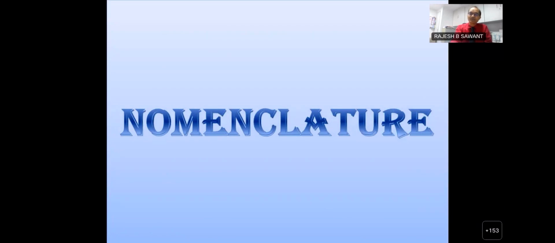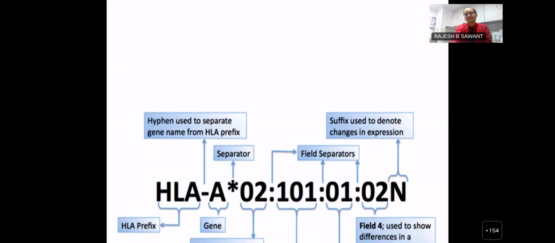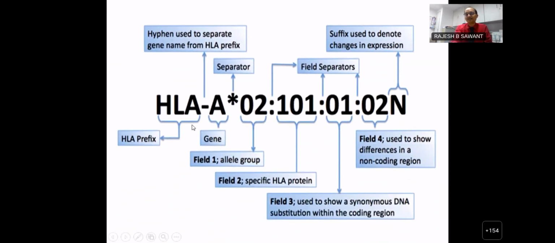Now let us look at the nomenclature. I'm sure if you have got a chance to look at an HLA typing report, you will see that the typing report consists of a lot of alphabets and numbers. So let us try to understand what exactly is the meaning of each of these components. The first, HLA, is the prefix, as we know, the human leukocyte antigen, and that will be followed by a hyphen that is used to separate the gene name from the HLA prefix. Then, in this case, it is HLA-A, so you're talking about the A gene over here. Then there is a separator over here. This asterisk is known as the separator.